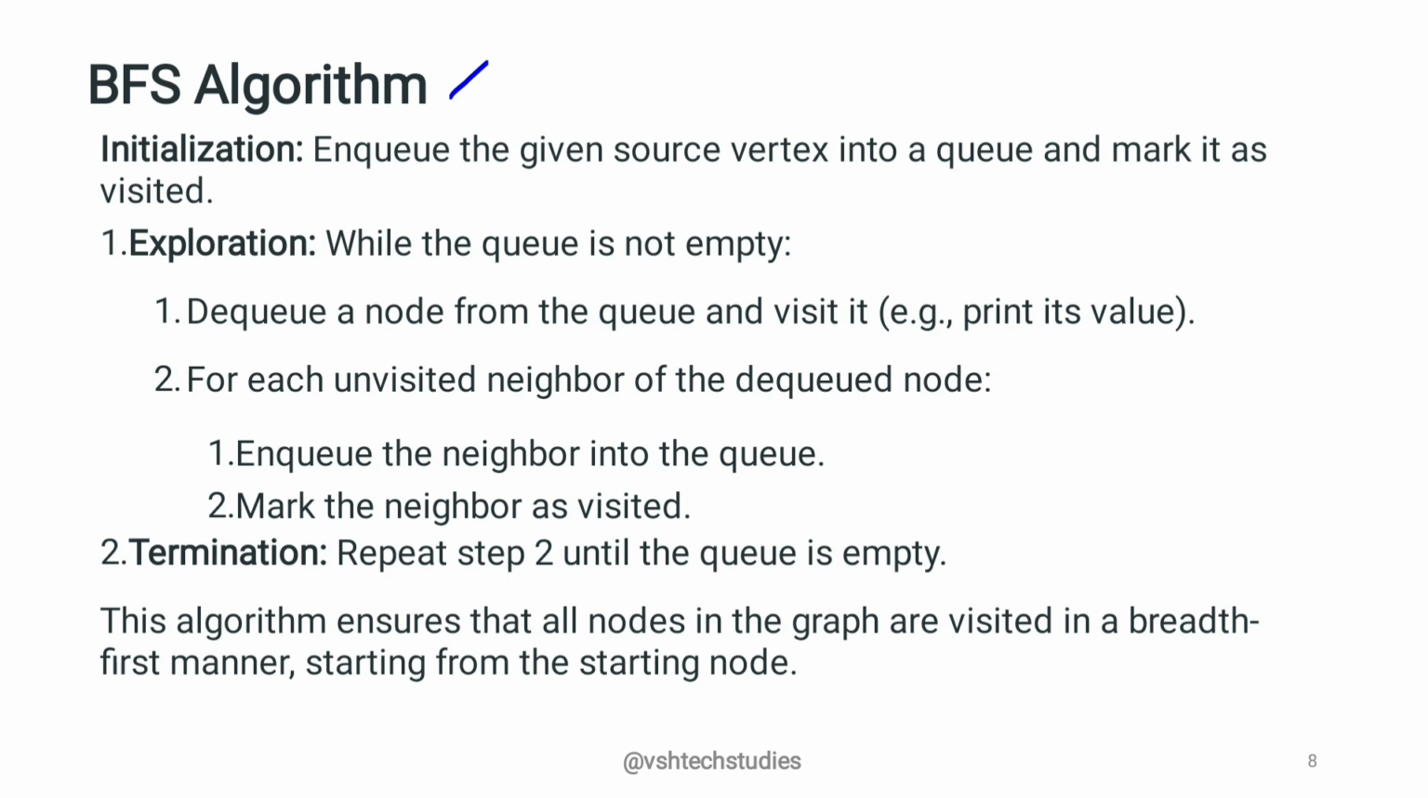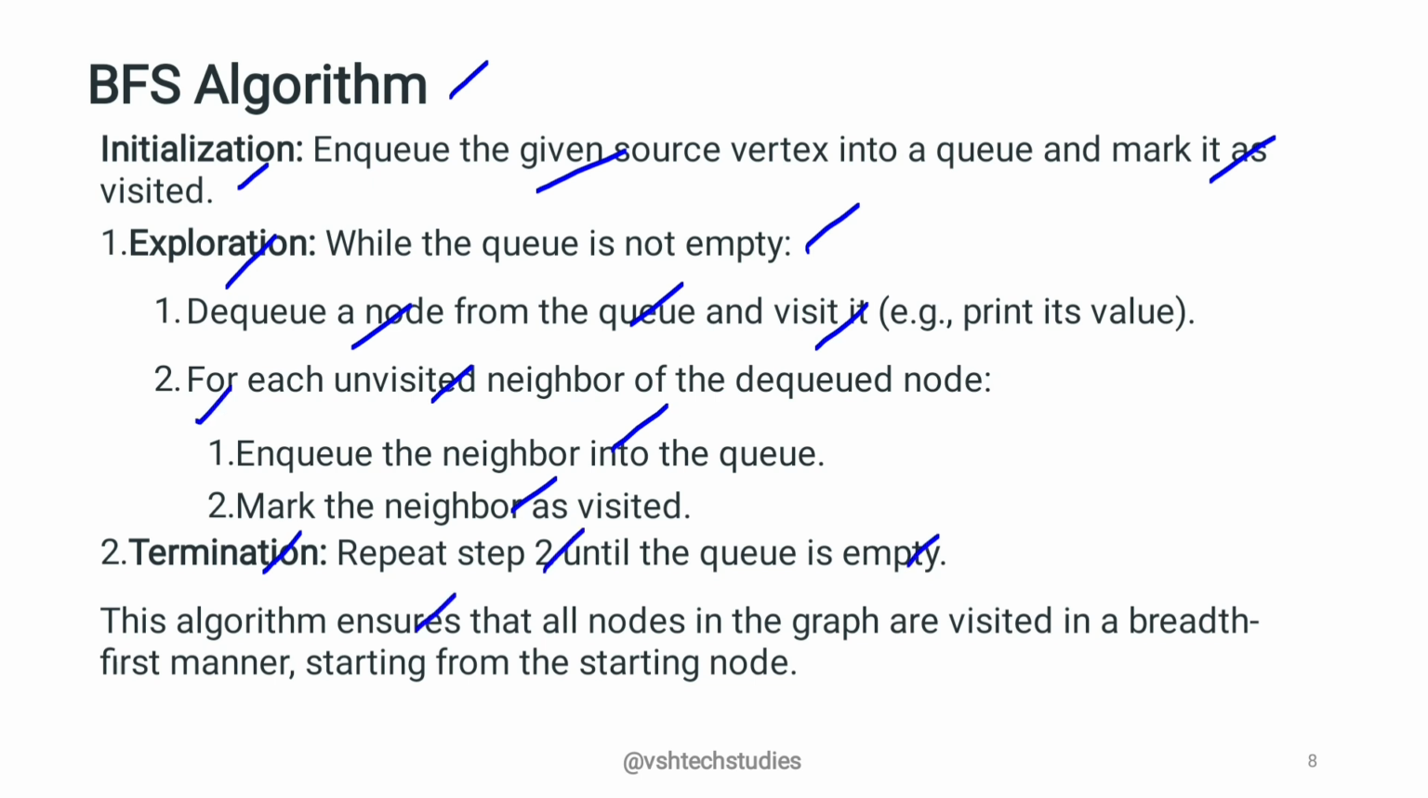BFS algorithm is as follows. First step is initialization. Whatever source vertex is given, enqueue the source vertex into the queue, that is put the source vertex into the queue and mark it as visited. Next, the exploration step. While the queue is not empty, dequeue a node from the queue and visit it. For each unvisited neighbor of the dequeued node, enqueue the neighbor into the queue and mark the neighbor as visited. The termination step is to repeat this step till the queue is empty.